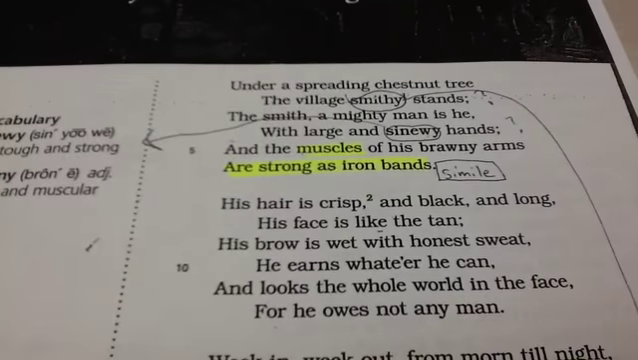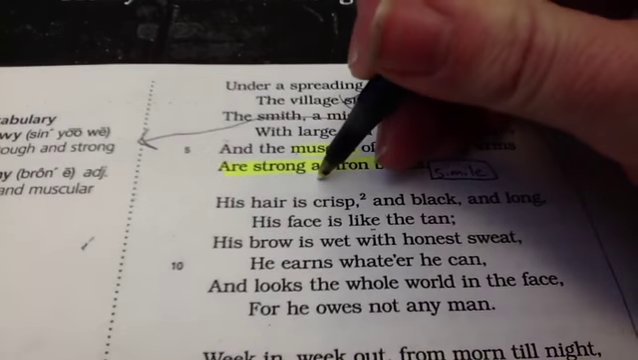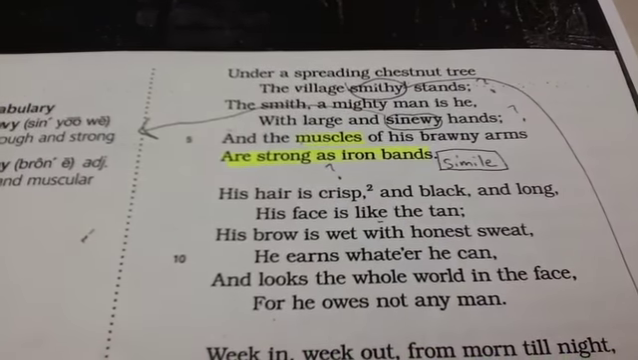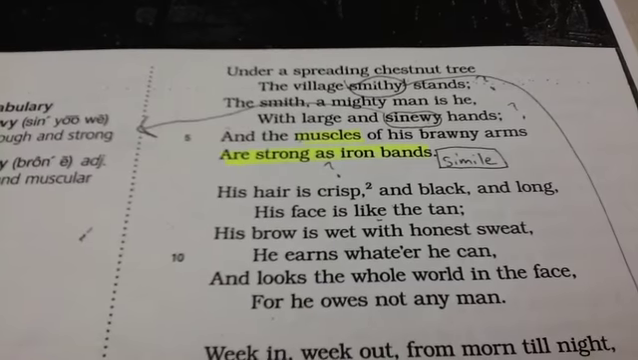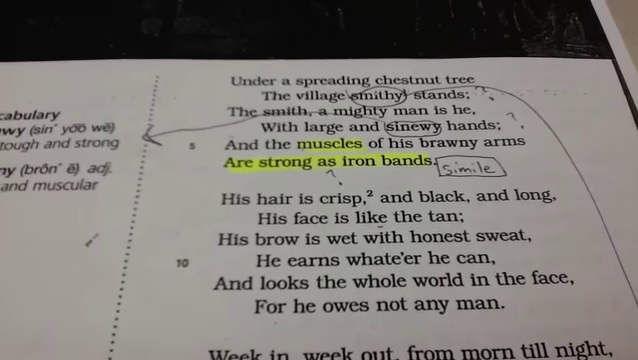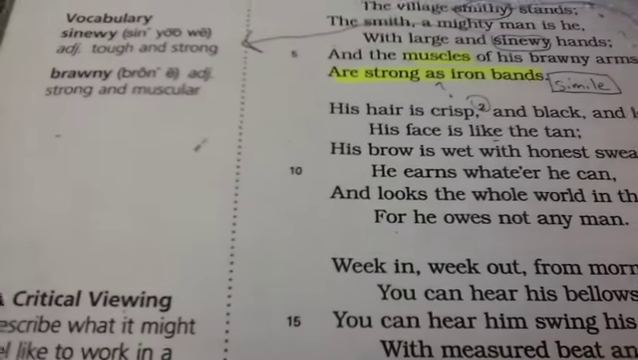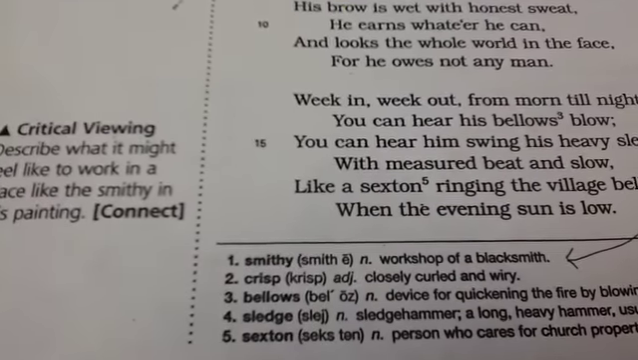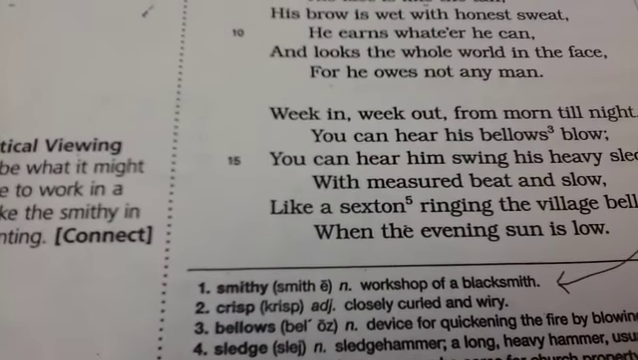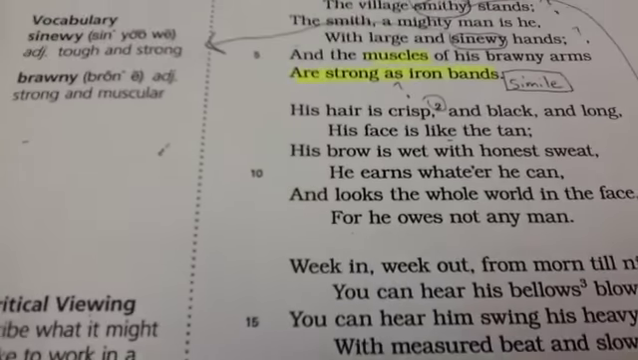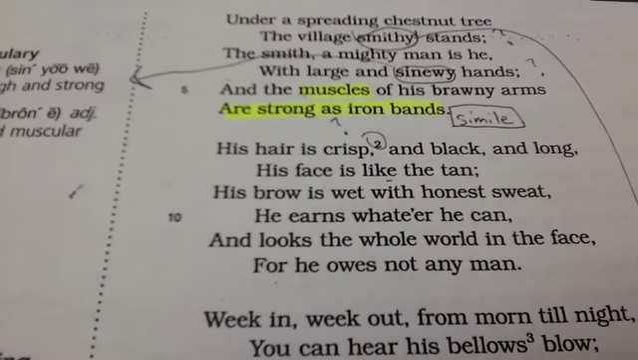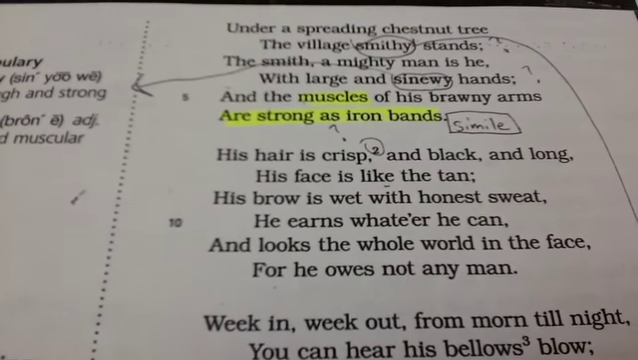Again, his hair is crisp. What does that mean exactly? So I'm asking a question. Good readers do that. And since it has a footnote, number 2, I'm going to go ahead and take a quick look down there. It means closely curled and wiry. Okay, so this is further describing the blacksmith.